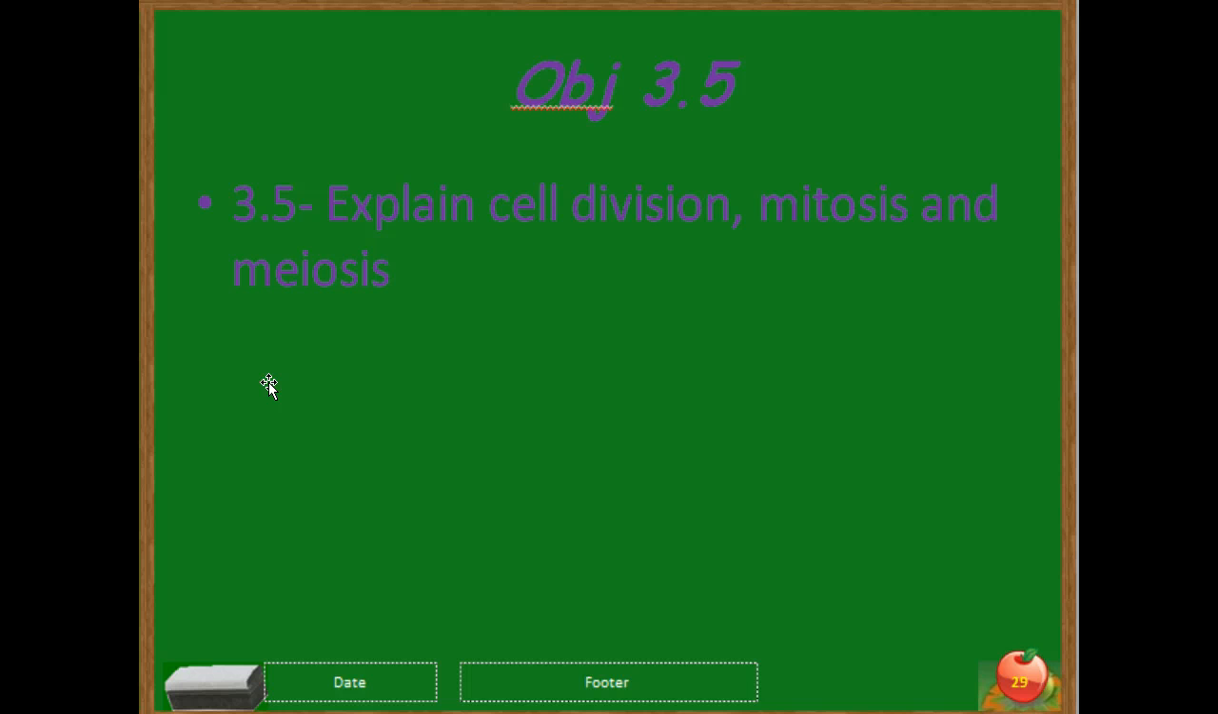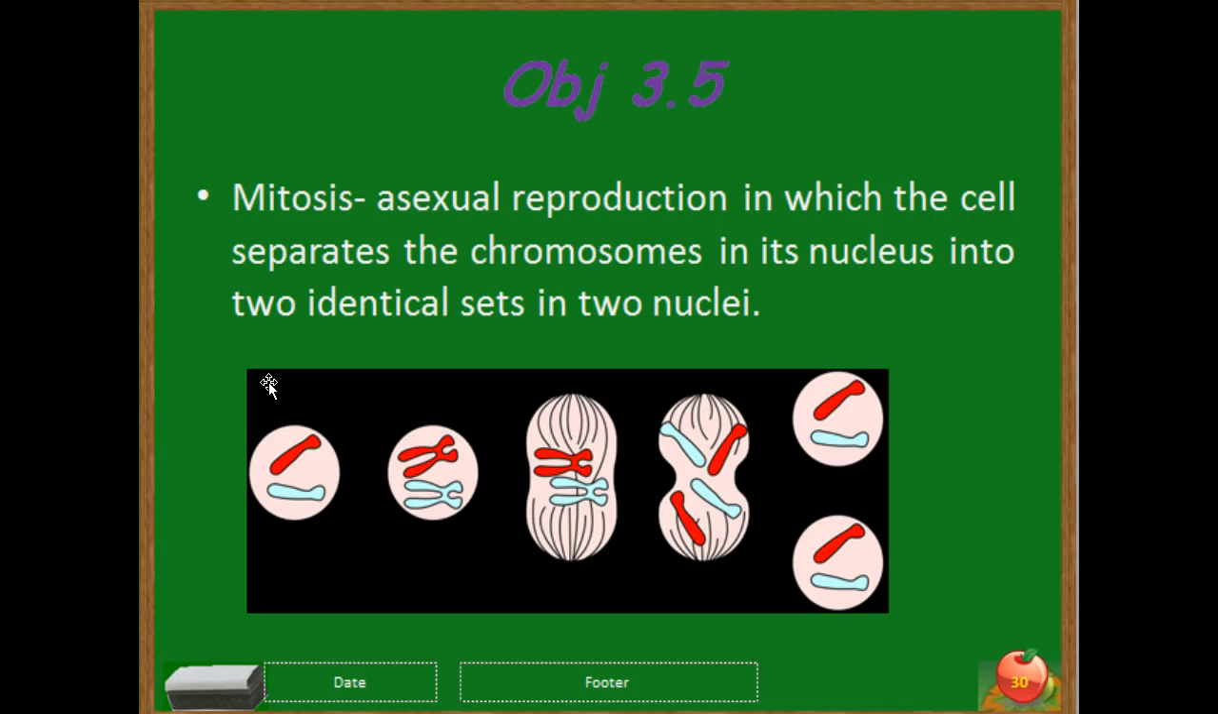Explain cell division, mitosis, and meiosis. So mitosis, the best way to say it is asexual reproduction. It also deals with anything other than a germ cell, and a germ cell is a sex cell. So anything other than that, it could be nails, it could be hair, anything of that sort.